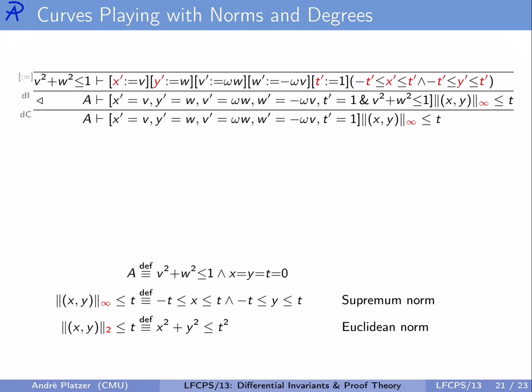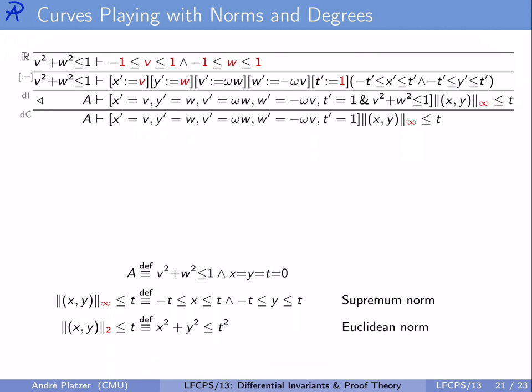And then replace the left-hand side of our differential equations with the right-hand side to give us minus 1 is less or equal v is less or equal 1, and minus 1 is less or equal w is less or equal 1, which, of course, in general we can't prove, but we can prove after we've successfully done this differential cut that v squared plus w squared is at most 1. Because then, well, v itself must have been between minus 1 and 1, and so w, so this is easily proved. That was a piece of cake.